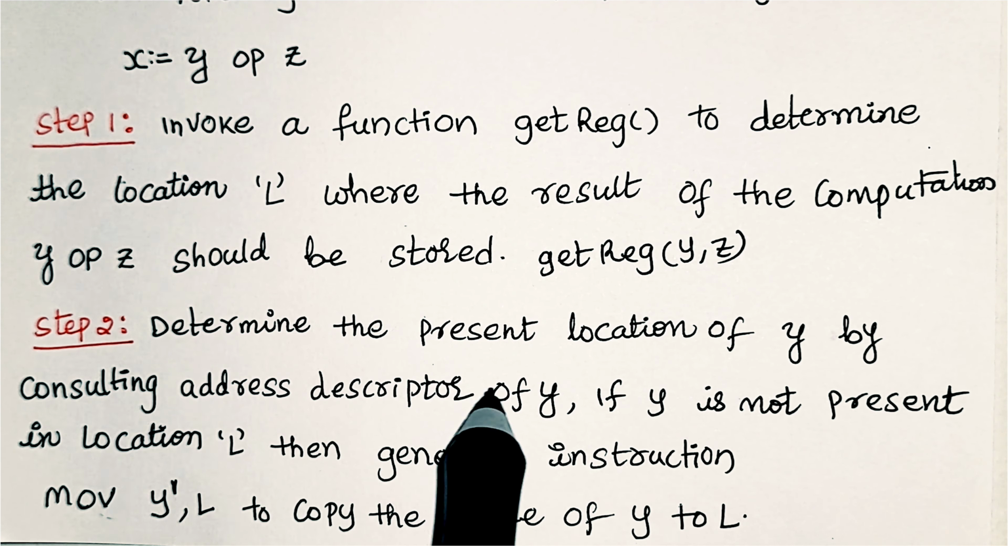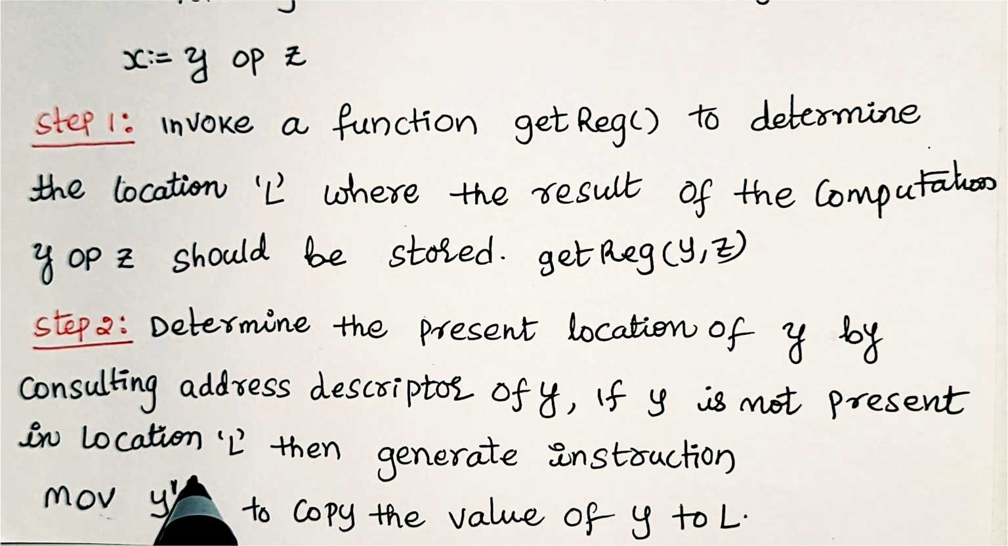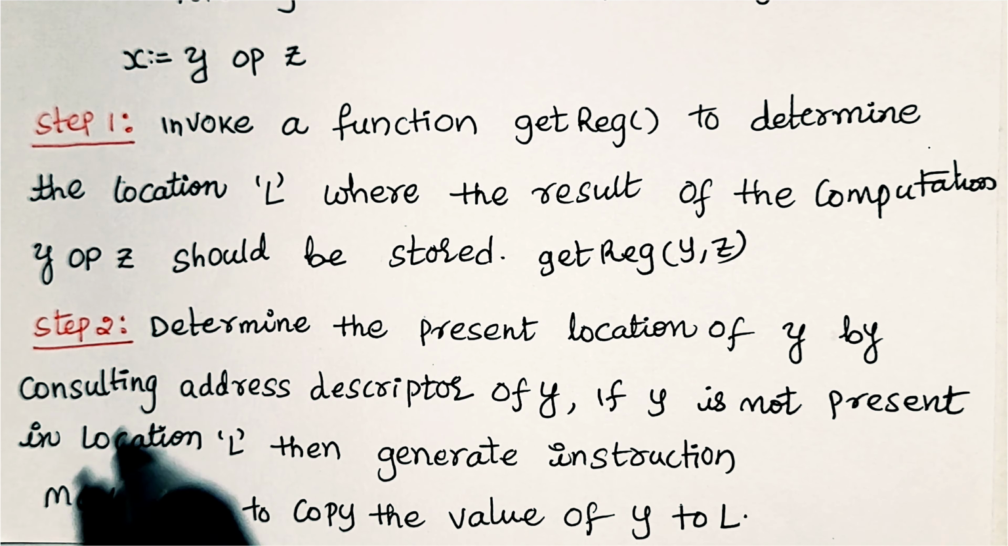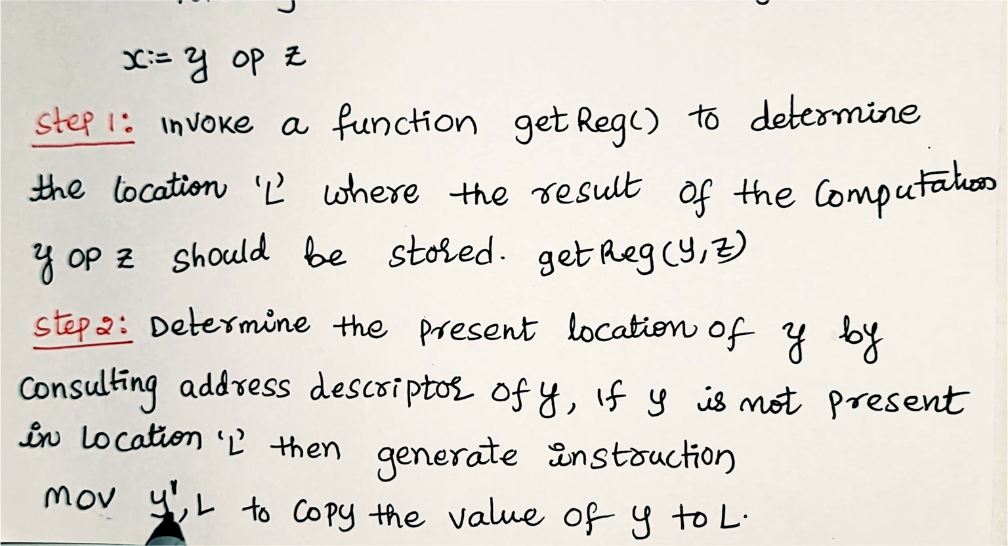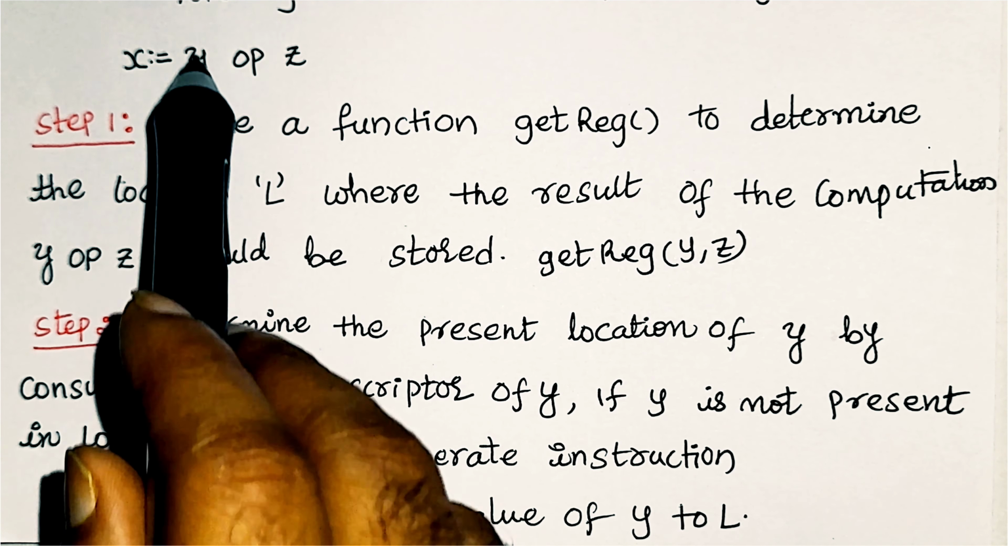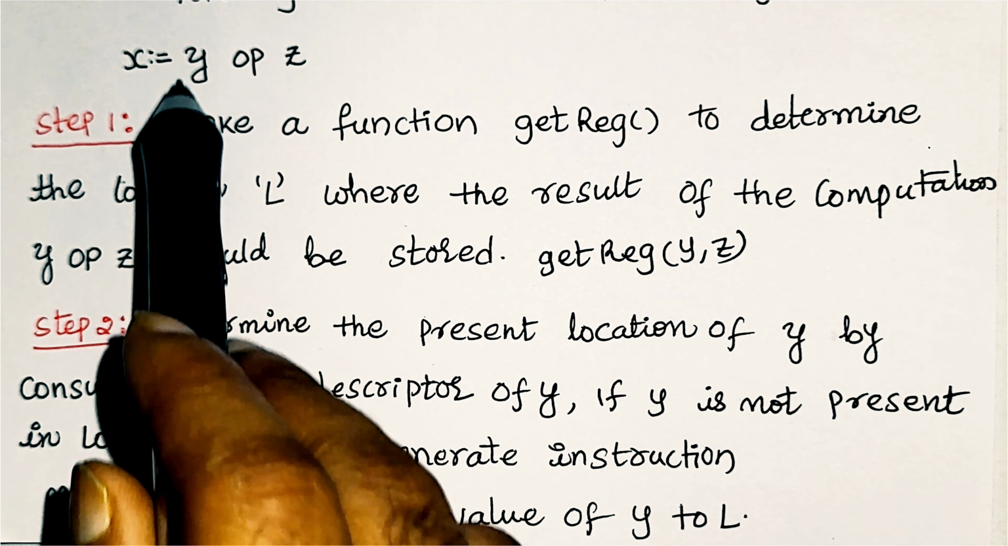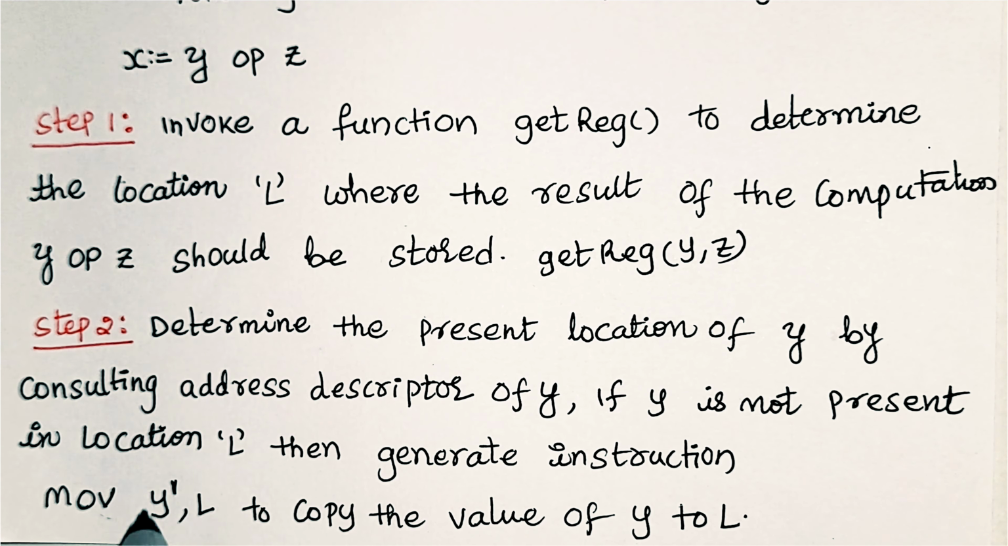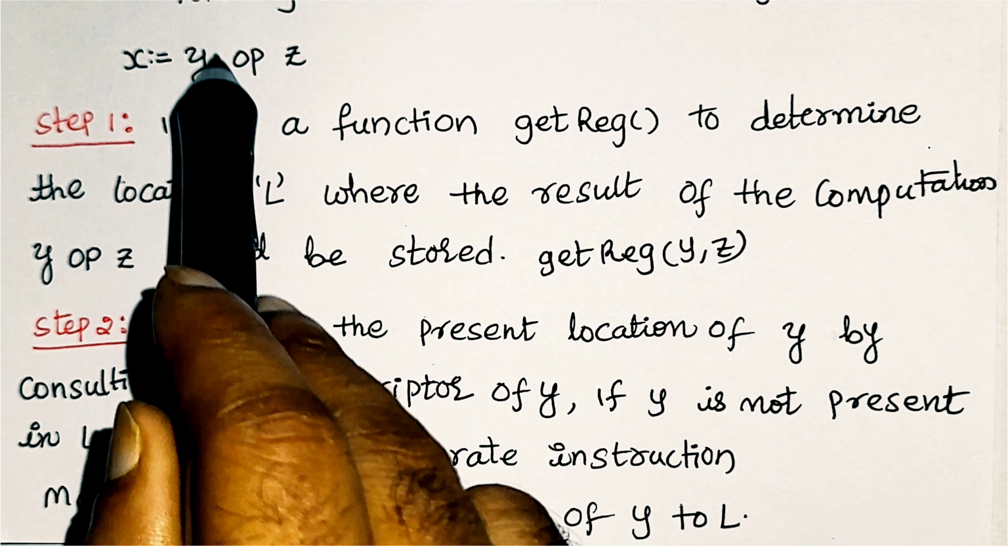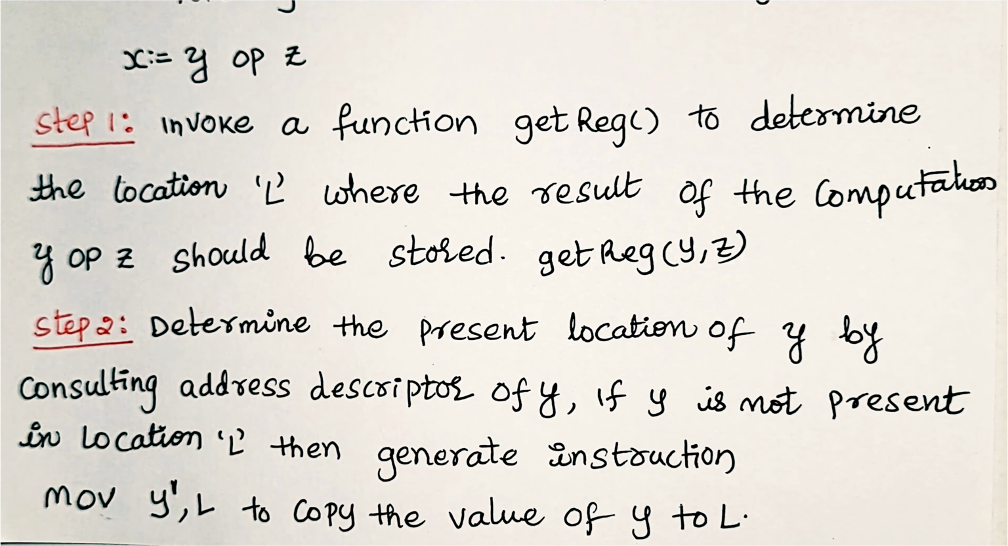Suppose y is not present in the location L, then generate the instruction move y', L. Remember, in place of y, I am going to use y'. So now y' will be placed onto L, friends, to copy the location of y to L. Now I am copying this location into L.